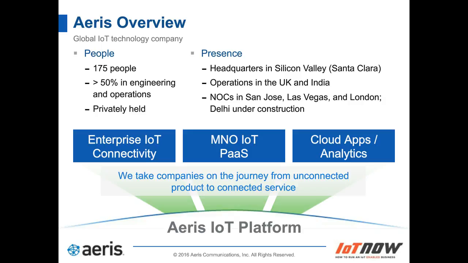Las Vegas is our secondary site, our attached site to our San Jose facility, and a facility in London. And we have a new one coming on in construction, going to go live in Delhi very shortly. We provide services in 3 different areas: enterprise IoT connectivity for our customers, our platform as a service for MNOs who are deploying IoT solutions, and then, of course, the cloud applications, the analytic services that take the data and look at the content rather than just the connectivity.